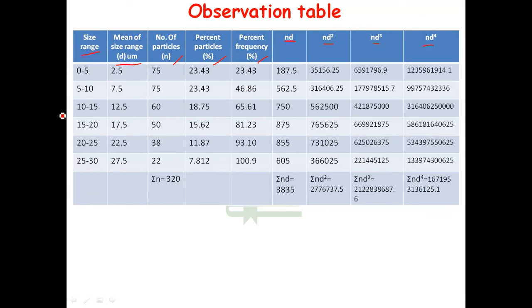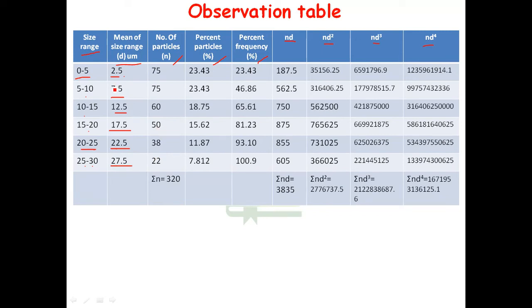Now we had taken the ranges 0 to 5, 5 to 10, 10 to 15, 15 to 20, 20 to 25, and 25 to 30. The mean of 0 to 5 is 2.5. The mean of the next size range is 7.5, then 12.5, then 17.5, then 22.5, and the mean of 25 to 30 is 27.5.